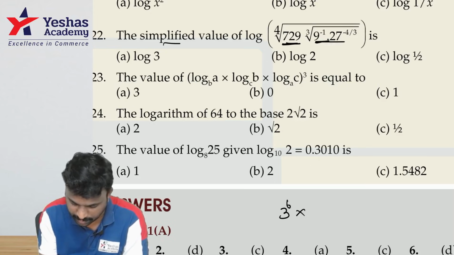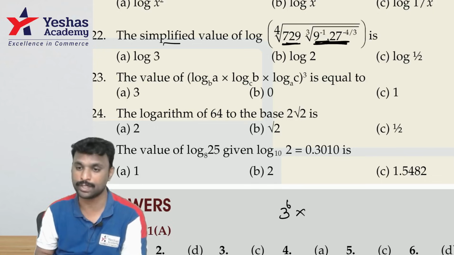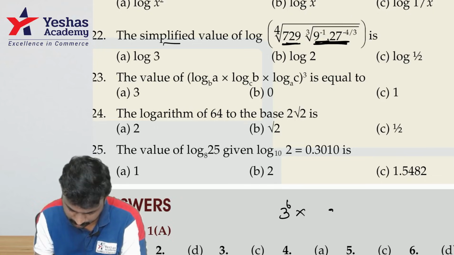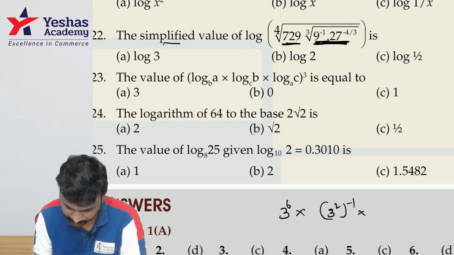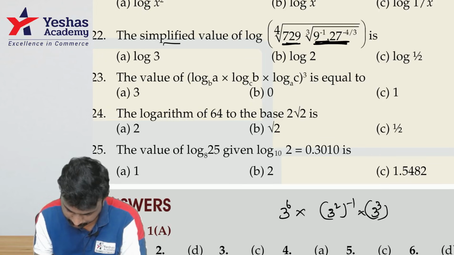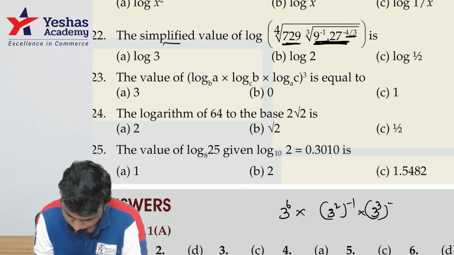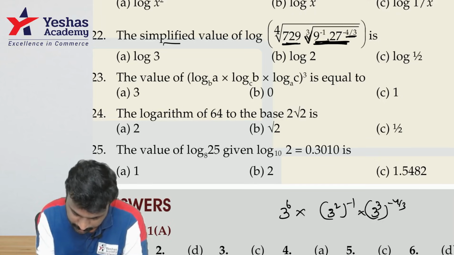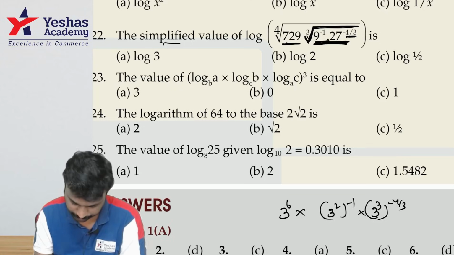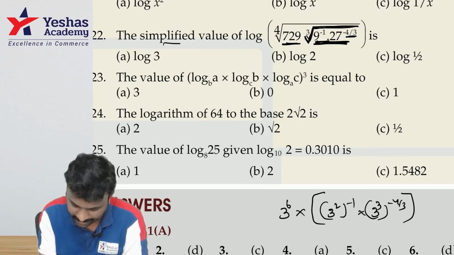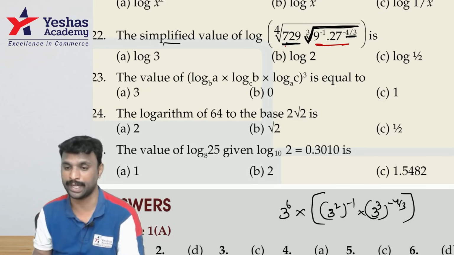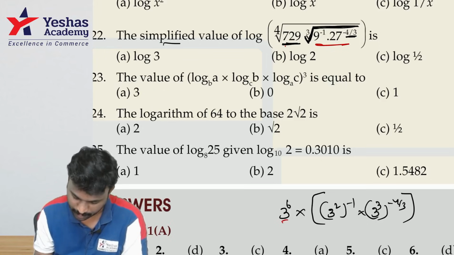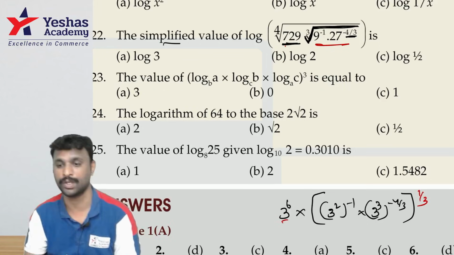Now, within the cube root, we have 9 power minus 1. How do I write 9 power minus 1? 3 square power minus 1, because 9 is 3 square. How do I write 27? 3 cube power and whole power, what is that? Minus 4 by 3. Guys, here it has got a cube root. How do I write a cube root? Cube root is applicable only for the inner two terms. That's it. It should not be applicable for 729. That means 3 power 6, it is not applicable. So whole power what, guys? 1 by 3. You understood?